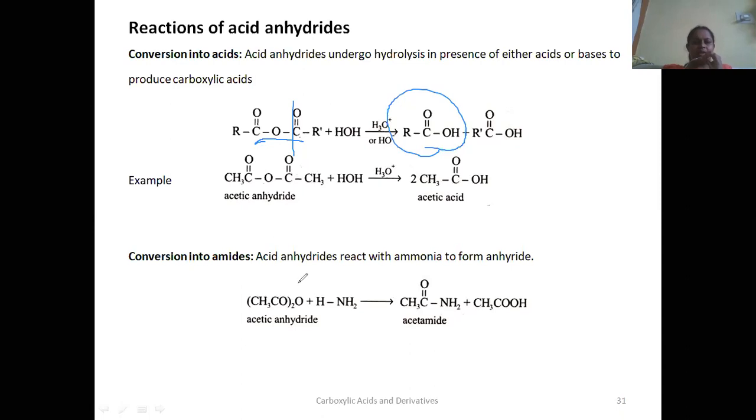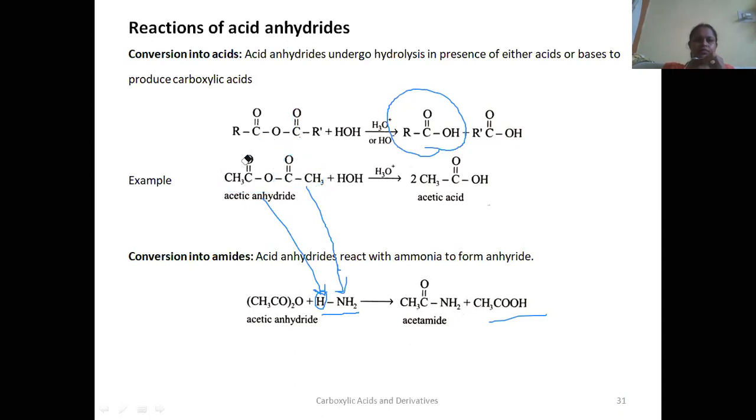And similarly, amides also. When you add ammonia, NH3, you will get acetamide, this CH3CO and NH2. You are having two CH3. See here, this is the structure of acetic anhydride. So one CH3CO group will take up this hydrogen, and the other one will take up the amine group, forming acetamide, and this, by taking this hydrogen, will form acetic acid.